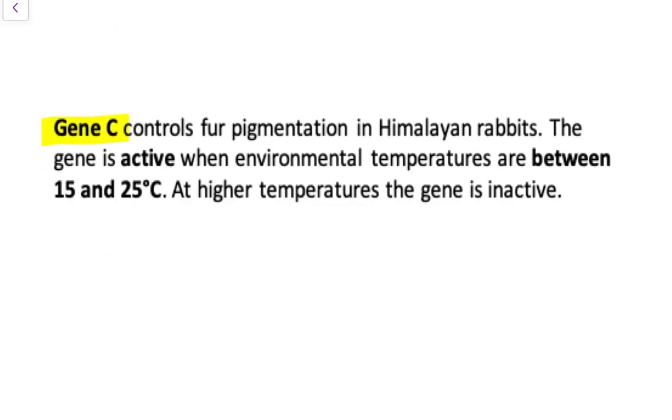It's called gene C. It controls fur pigmentation. These are Himalayan rabbits. It's active when the environment gets colder, between 15 and 25. So above 25, it's inactive, and we get the white bunny rabbit.